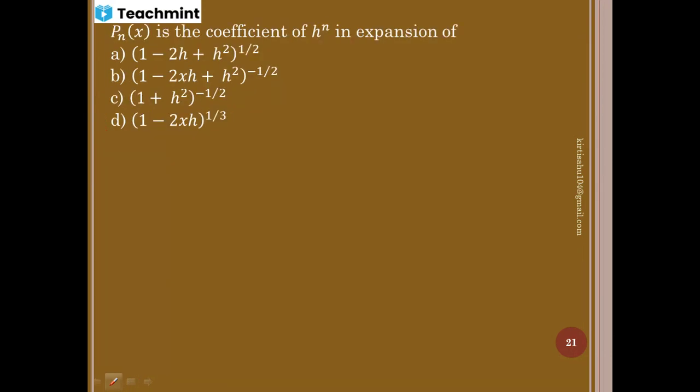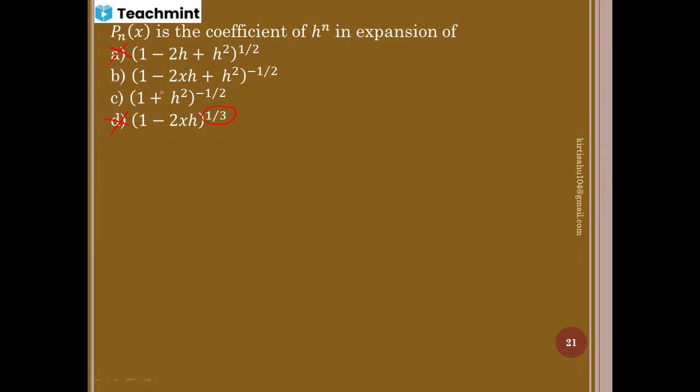Pn of x is the coefficient of h to the power n. Just now we have seen many times what is Pn of x, which is the coefficient of h to the power n, also called the generating function for the Legendre polynomial, or Legendre function. How do we get this? Even if you remember the formula, sometimes you may get confused. Looking at the options, this one is completely wrong, looking at the power 1 by 3. Next, this will also be discarded, because the power is negative.